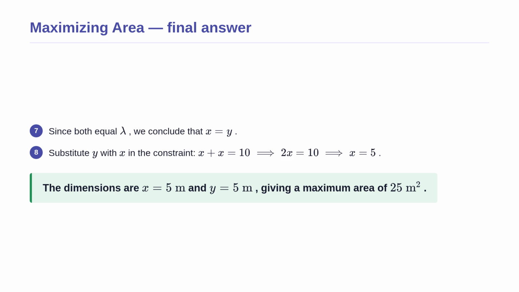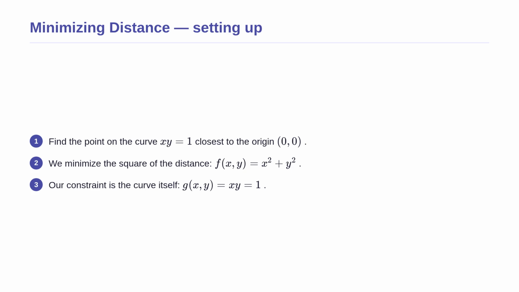Since y equals x, the length is also 5 meters. The maximum area is 5 times 5, which gives us 25 square meters. We have mathematically proven the optimal shape. Let us tackle a slightly more abstract geometric problem.